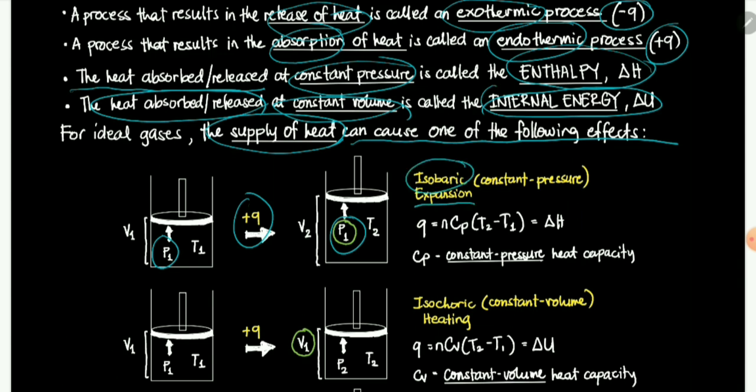So mag-expand yung gas mo, magbabago yung volume niya, pero constant yung pressure. So Q is then N, number of moles of gas, times yung heat capacity at constant pressure, okay, times the difference between T2 and T1. So this Q is delta H.